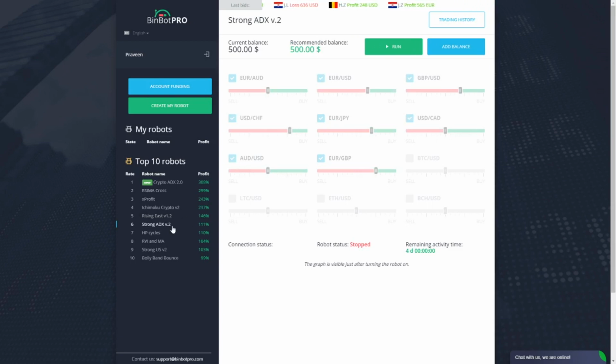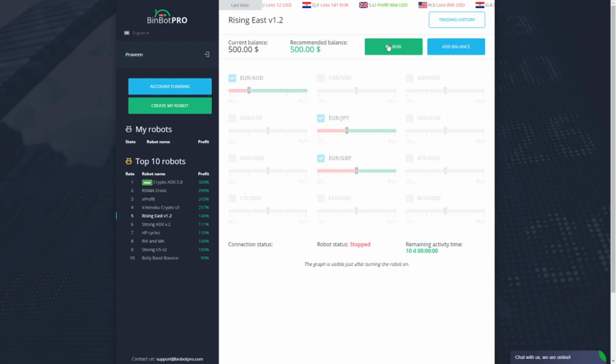And then once you have finished choosing the robot, the next thing that you should do is just go ahead and hit the run button. Once you have hit the run button, the robot will start executing the trades and keep monitoring the trade. I have not done a trading session with Binbot Pro before, so I don't know how many trades to monitor, but definitely I'll come up with a strategy and then I will let you know which strategy best suits Binbot Pro.